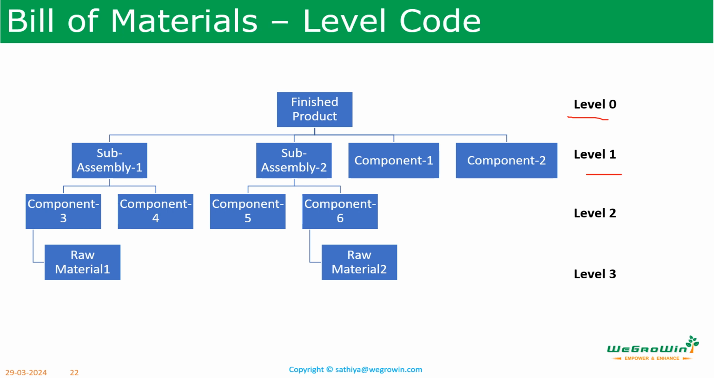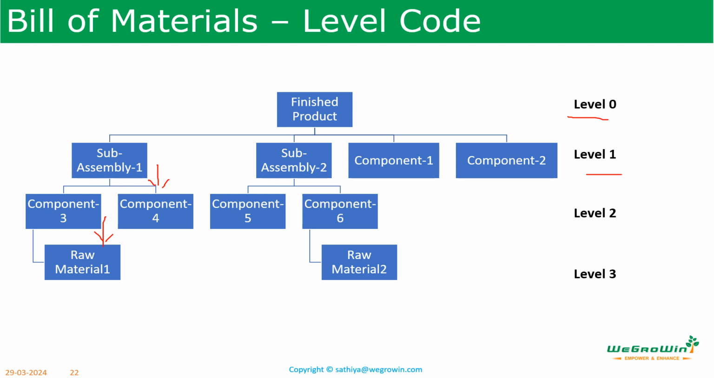And then from level 1, to produce subassembly 1, we need component 3 and component 4. So this is called the level 2 BOM, the level 1 material with level 2 components. And then component 3 requires raw material to produce it, which means component 3 is a level 2 material. To produce that, we need level 3 raw material. So there are levels which are defined.